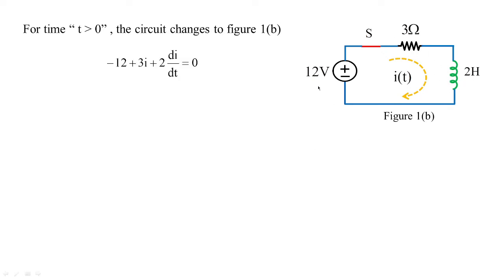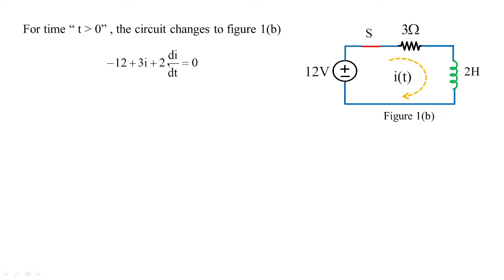Now I am applying KVL, that is, the algebraic sum of the voltage drops in a closed circuit is equal to 0. Minus 12, it is the given voltage source. 3I is the drop across 3 ohms, so it is also a voltage, 3 into I according to Ohm's law. 3 is the resistor, I is the current, so resistor multiplied with current will give you the voltage. So plus 3I plus 2 di by dt.